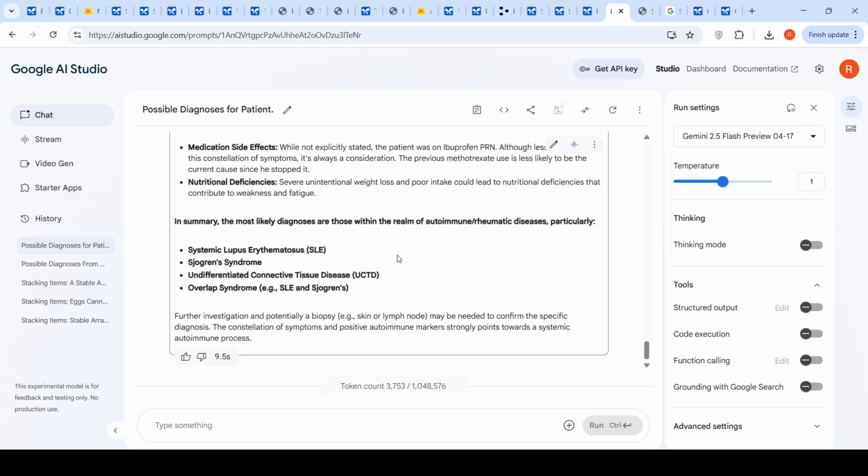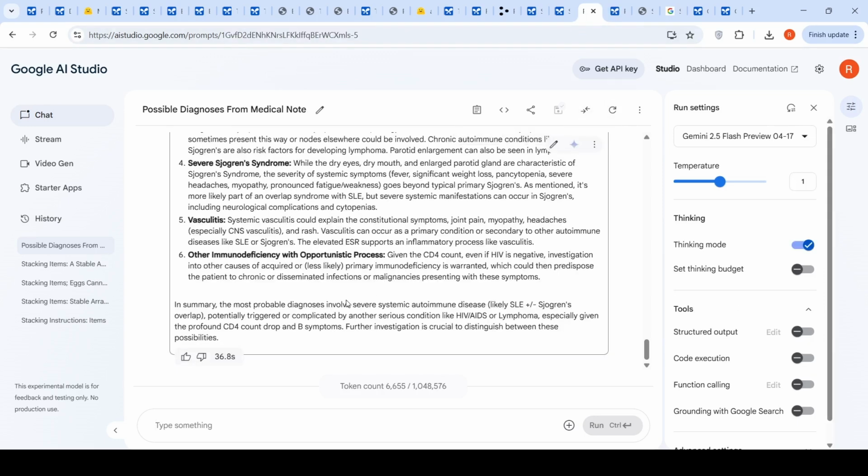That is the difference which I am seeing over here. I find this answer to be a little bit better. So with the reasoning mode, I am seeing some benefits in this particular use case. Again, a clinician may have a different viewpoint, a domain expert may have a different viewpoint.